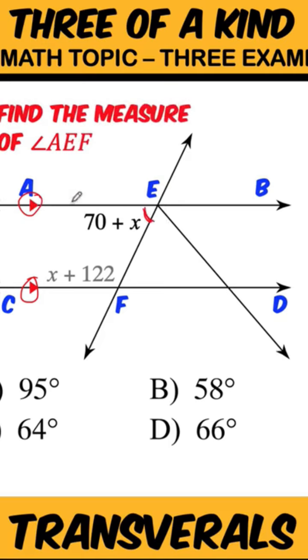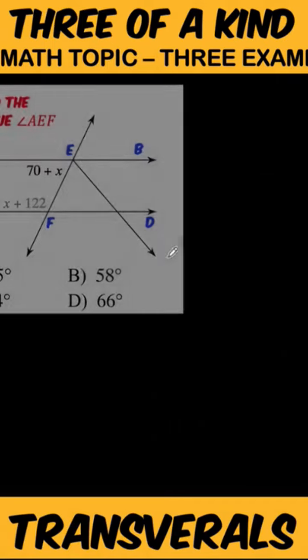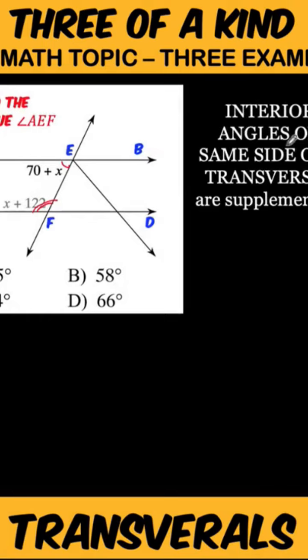Given that the measure of angle AEF is 70 plus x and the measure of angle CFE is x plus 122 degrees. Now let's analyze the situation. With respect to the transversal EF, both our given angles with a measure of 70 plus x and x plus 22 are at the left side of the transversal, and both of them are inside the 2 parallel lines. So we call these 2 angles as interior angles on the same side of the transversal. And their relationship is that they are supplementary.